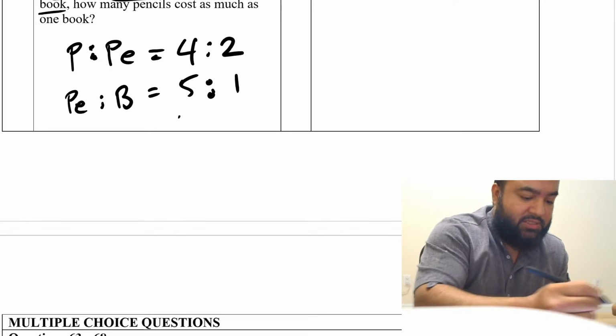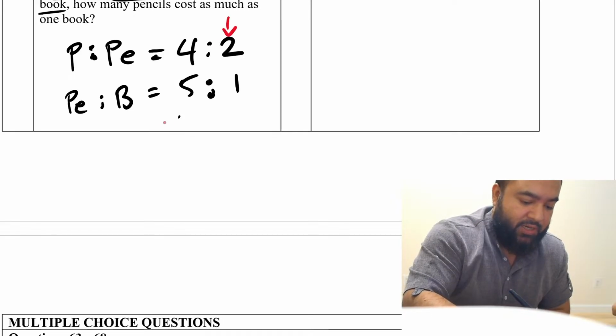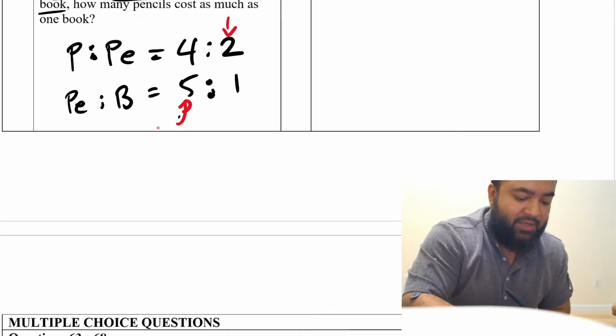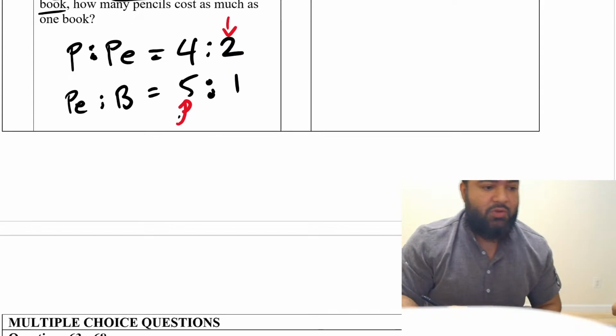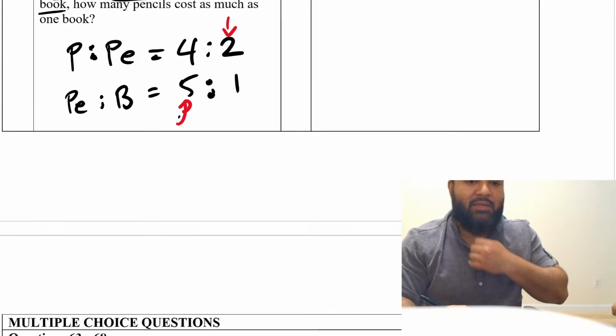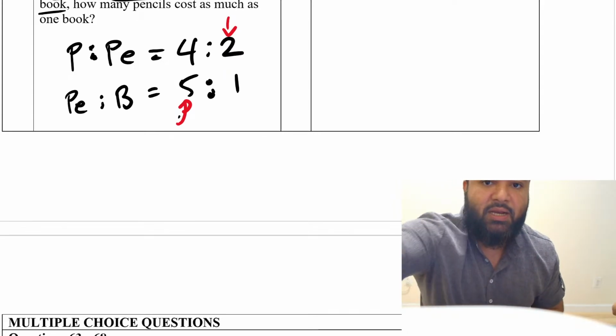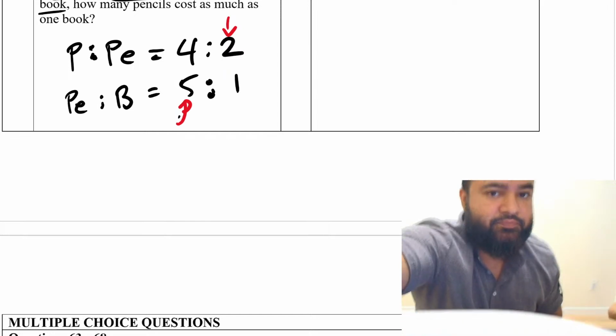Now the ratio, as you can see, the ratio of pen was 2 here, but the ratio of pen is 5 here. So what can we do? Who can tell me? I'm looking into the chat, guys. You can of course talk to me in the chat.